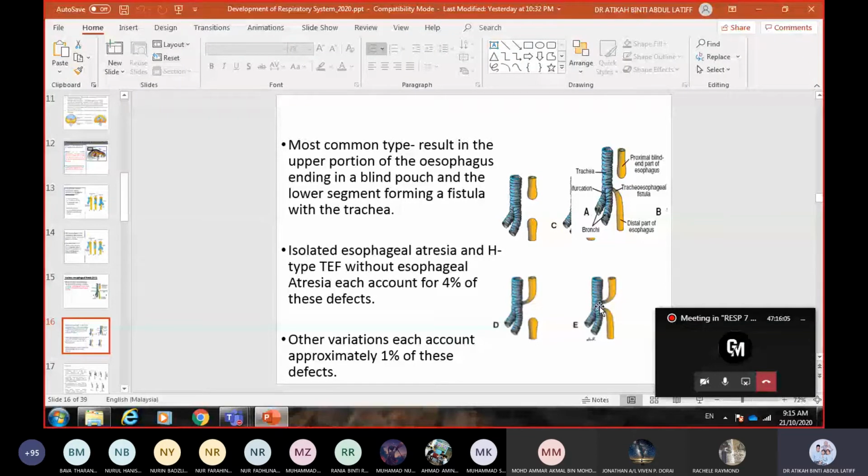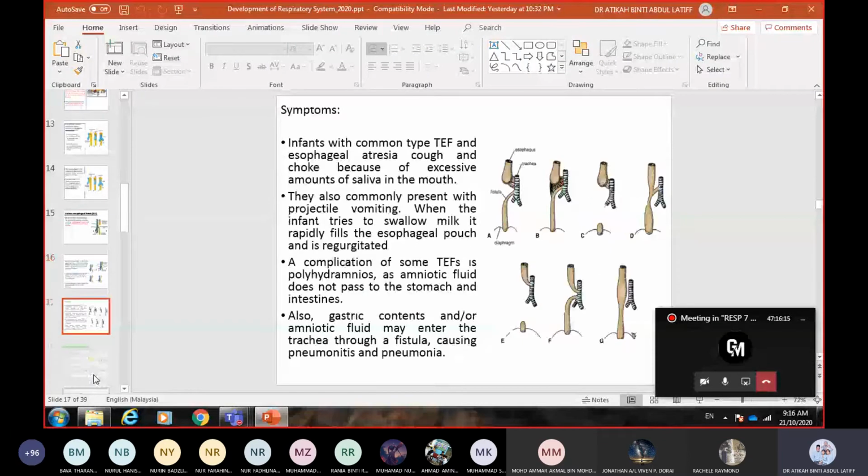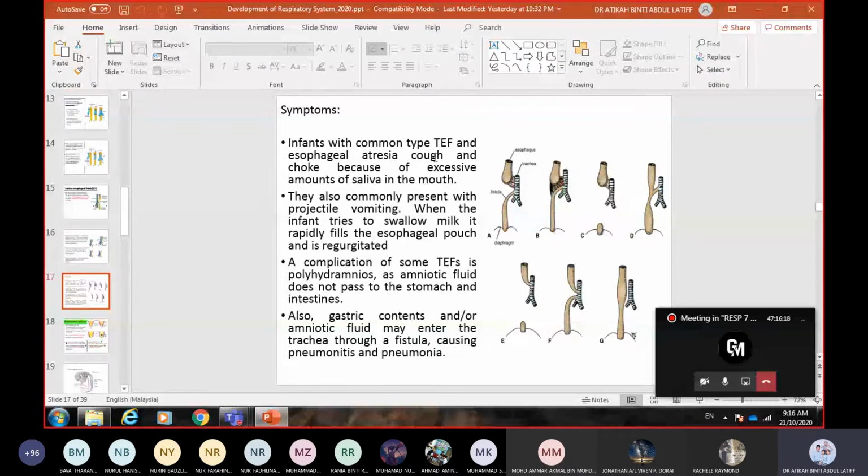Okay, they get a choking and coughing reflex because the milk goes into the wrong tube, which is the trachea. So that's the main complaint that the patient gets. Okay, here are the symptoms. So they can get cough and choke if it goes inside the trachea.